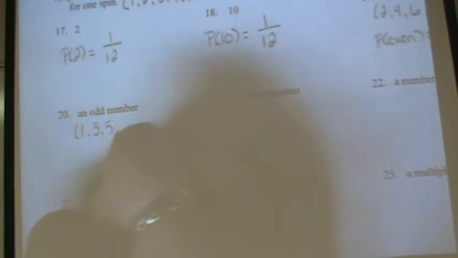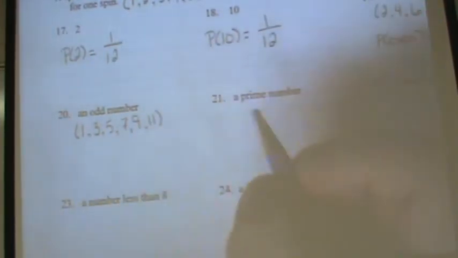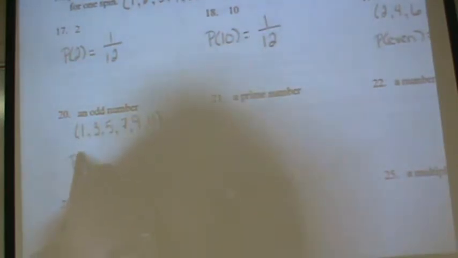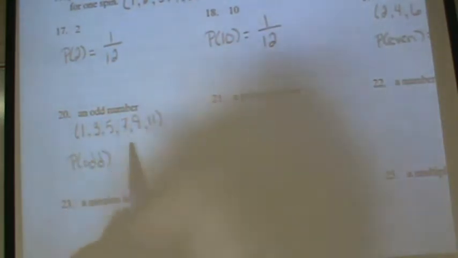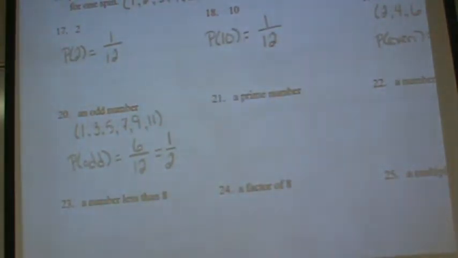So number 20, it's asking for odd. So if it's not even, it's odd. So we've got 1, 3, 5, 7, 9, and 11. So probability of odd. Again, we've got 6 over 12, which equals 1/2. So half of our numbers are even, half of our numbers are odd. Makes sense.